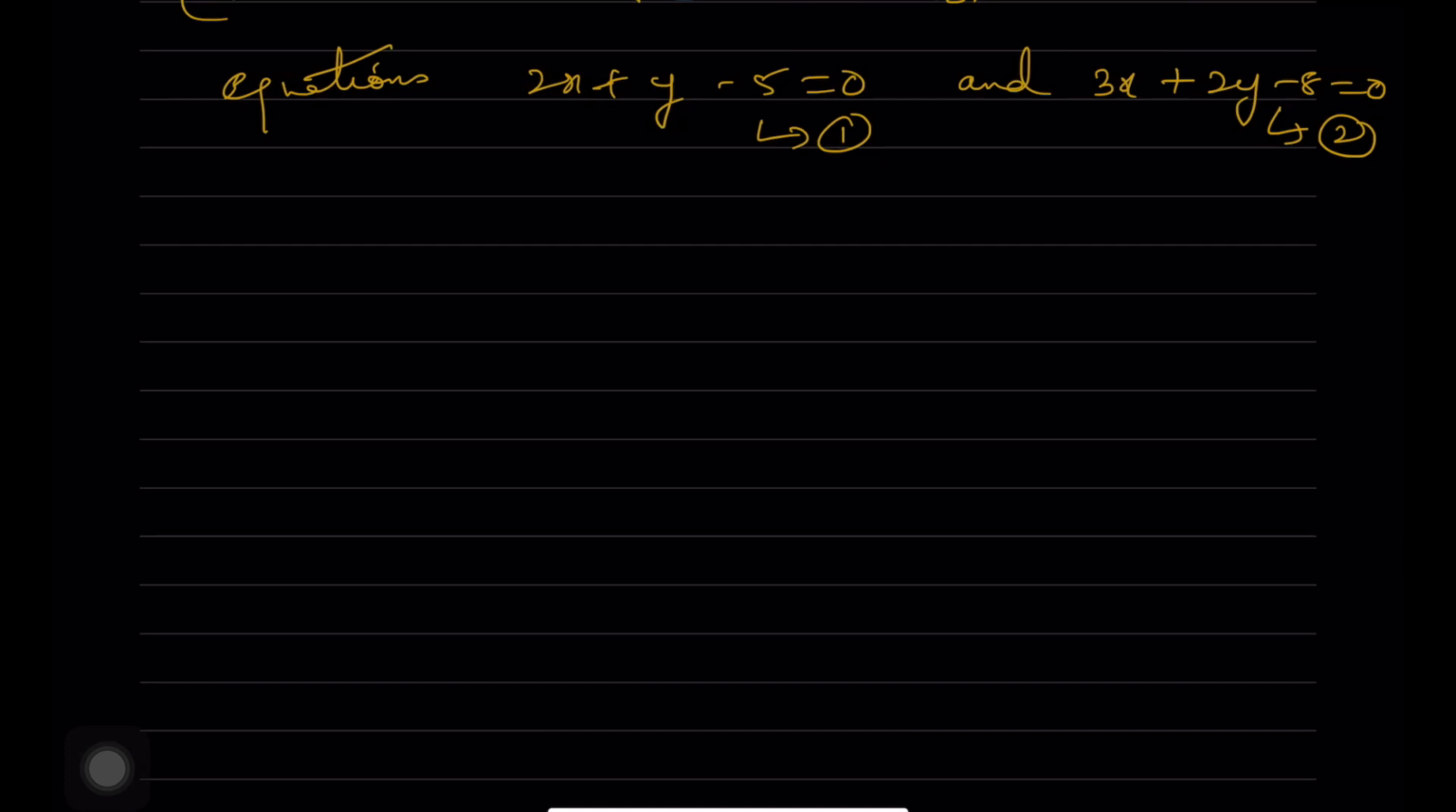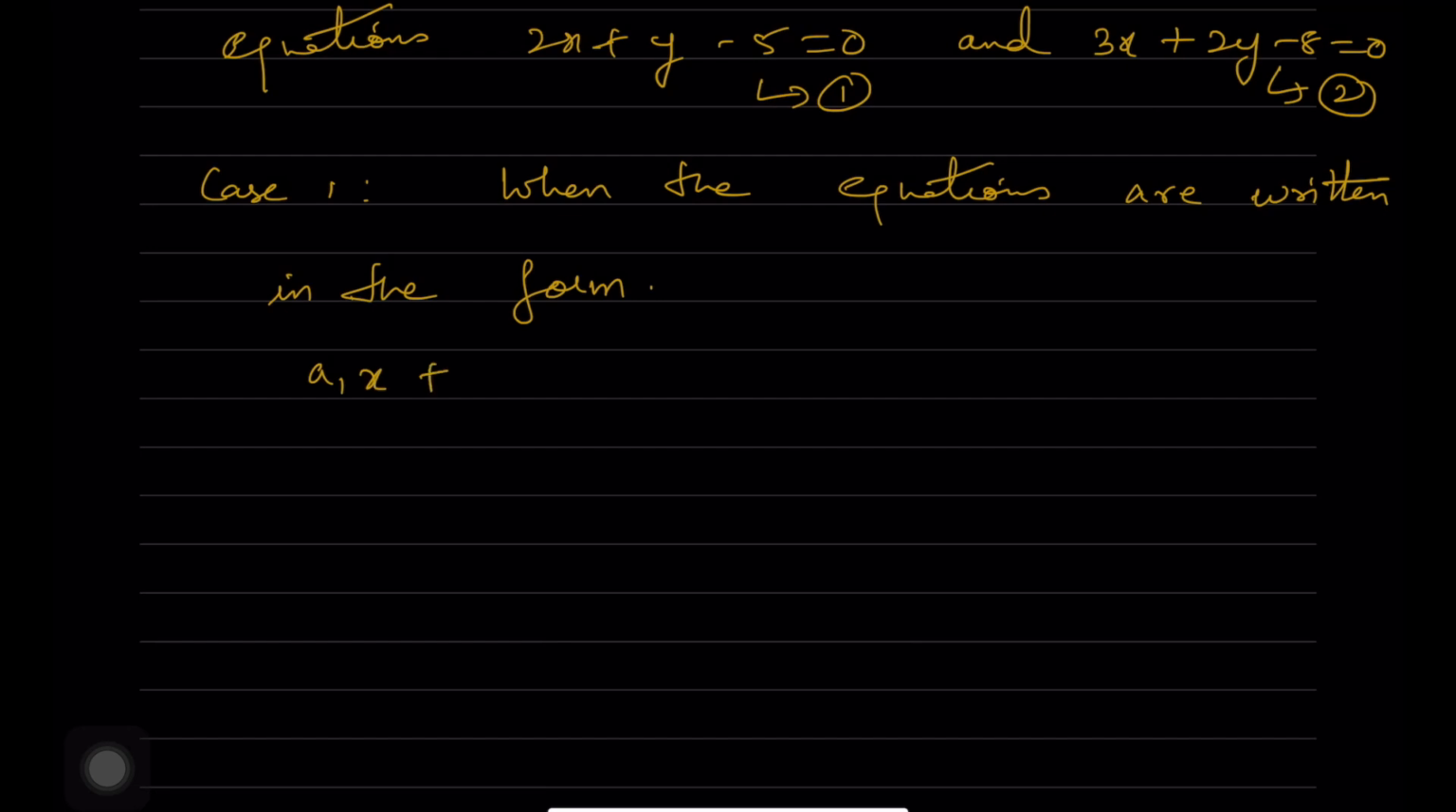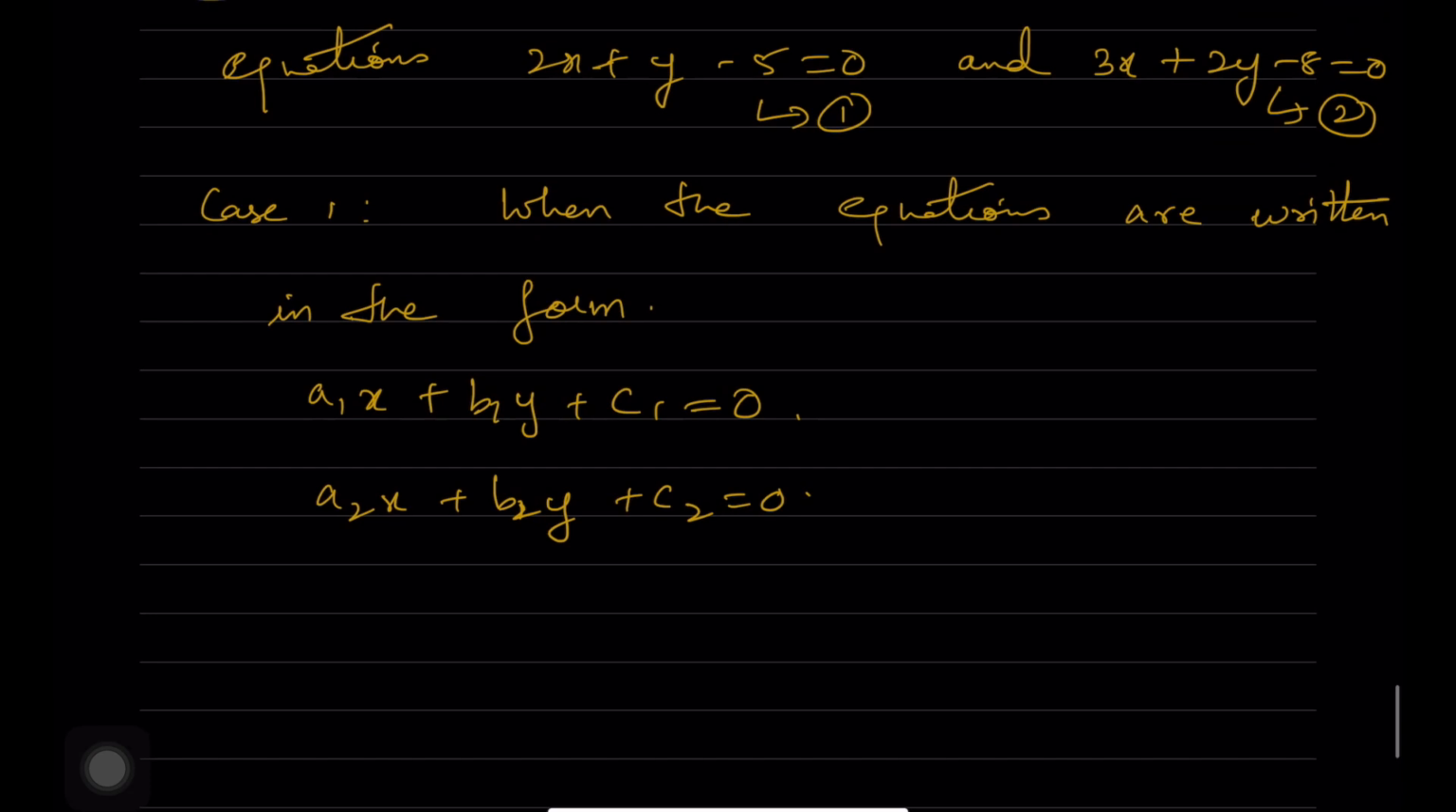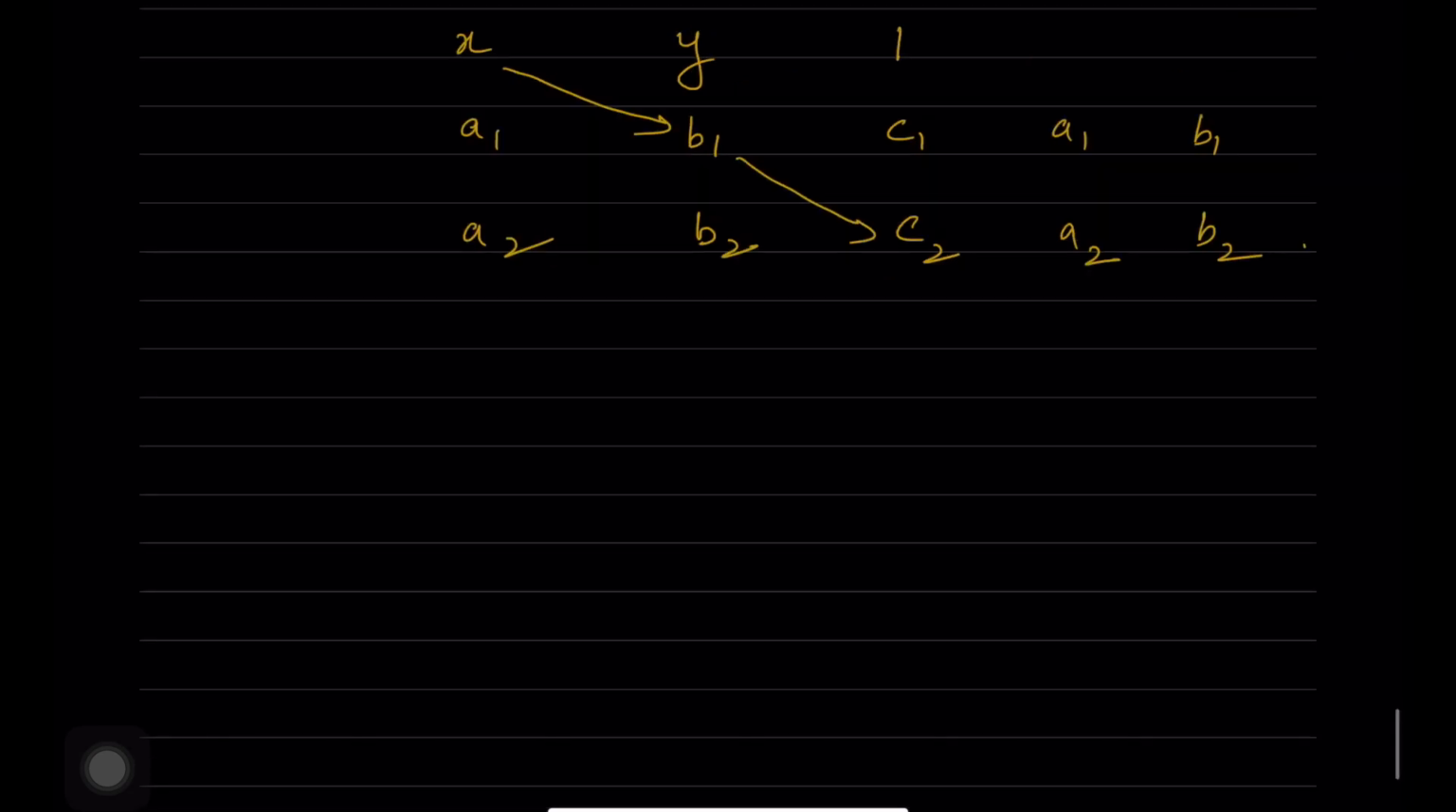First, I am not giving the formula directly. We'll see how we get that formula, so that whenever you have any confusion, you can derive it. So when the equations are written in the form a1x plus b1y plus c1 is equal to 0 and a2x plus b2y plus c2 is equal to 0, we also take the examples here.